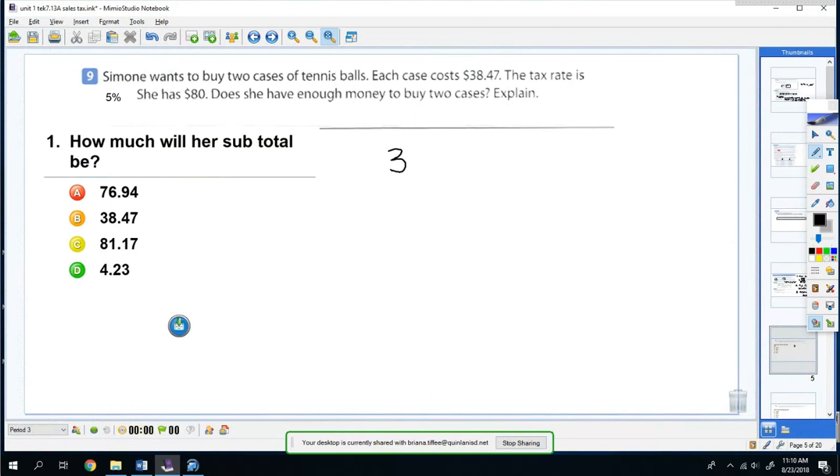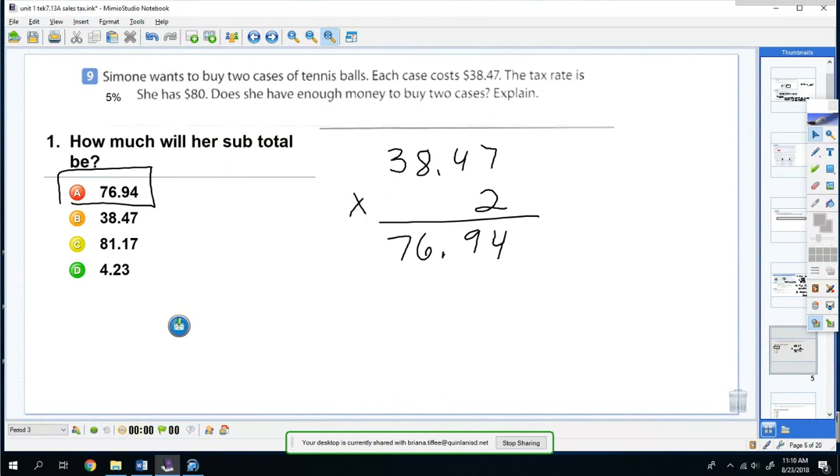So the first thing I want you to do is find the subtotal. She's buying a $38.47 case, but she's buying 2 cases of tennis balls. So you're going to multiply that by 2. You multiply that by 2, you get $76.94. So the answer for the first one will be A.